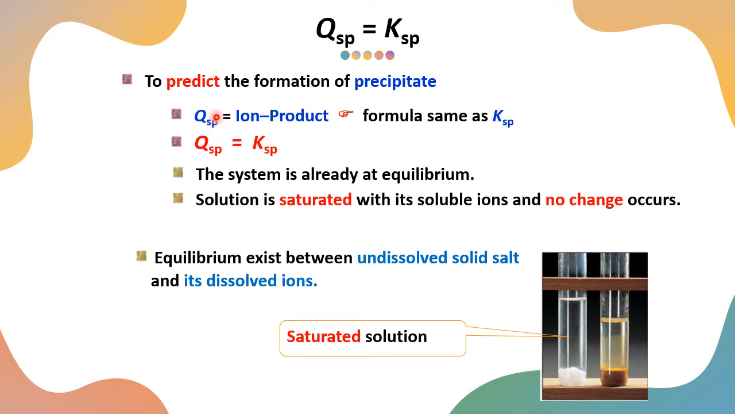Qsp over here we say is the ion product. The formula is the same as Ksp, product over reactant. Okay, the system is already at equilibrium when Qsp equals Ksp, so the solution is saturated with the soluble ion and no change occurs. So this is the saturated solution. The aqueous ion and the solid are at equilibrium. So equilibrium exists between the undissolved solid salt and its dissolved ions. Okay, for example like this.